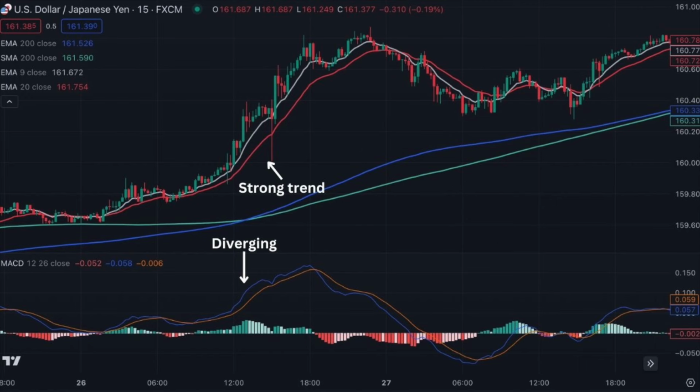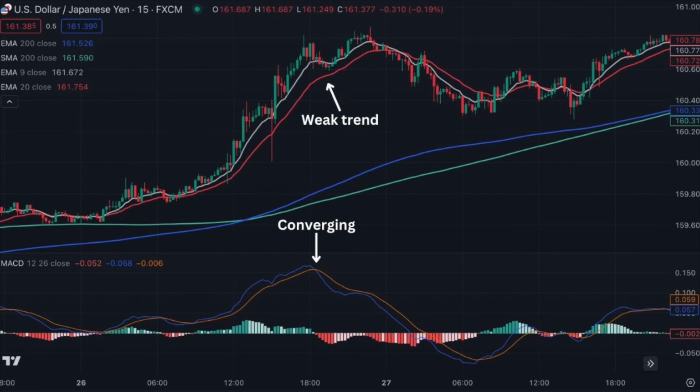The MACD basically shows you when the moving averages are diverging or moving far away from each other, or when they're converging and moving closer together. When they are diverging or moving away from each other, it shows you that there is a stronger trend, and when they converge, it means that the trend is consolidating or it is about to change direction. When the two lines cross over, this usually signals a short-term reversal.